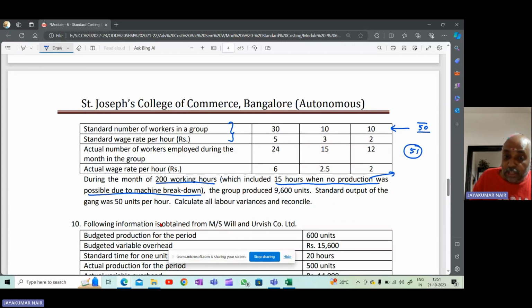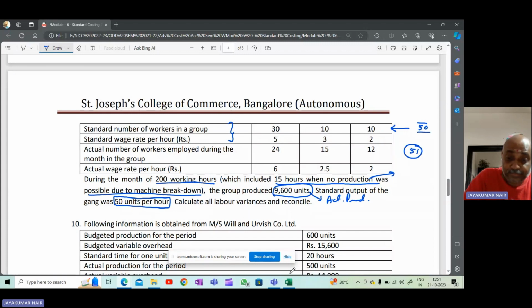Okay, the group produced 9,600 units. So this is the actual production. Actual production is given to you. Standard output of the gang is 50 units per hour. So what is the standard? Standard is actually 50 units per hour. If they work for 1 hour, they are supposed to produce 50 units. But in this, they have produced 9,600 units. So how do we solve this?